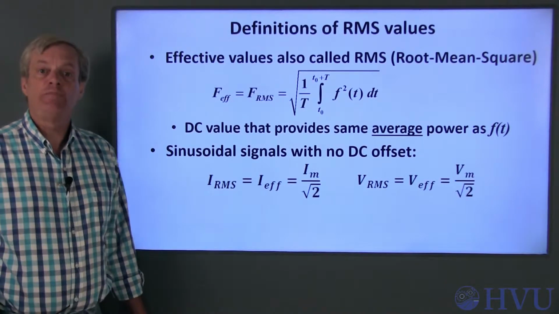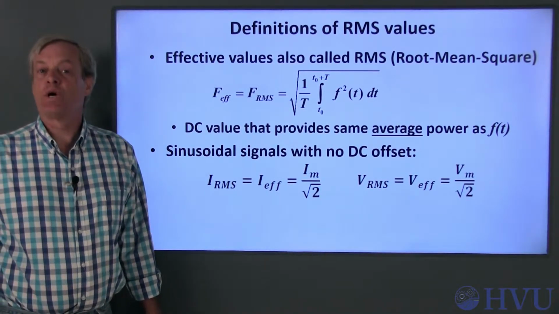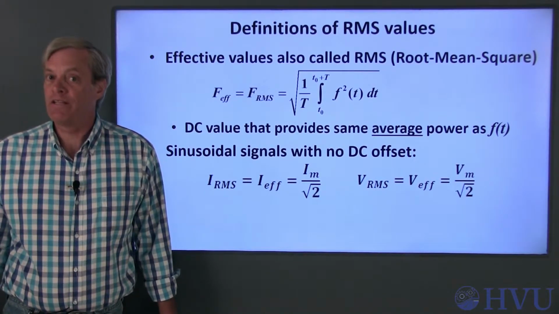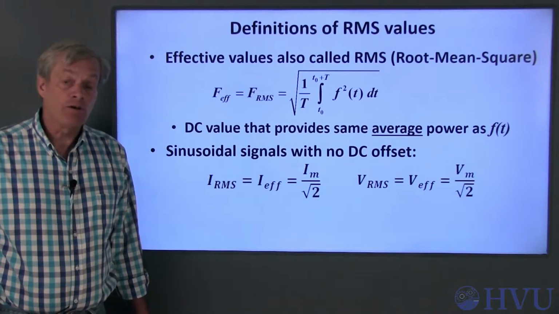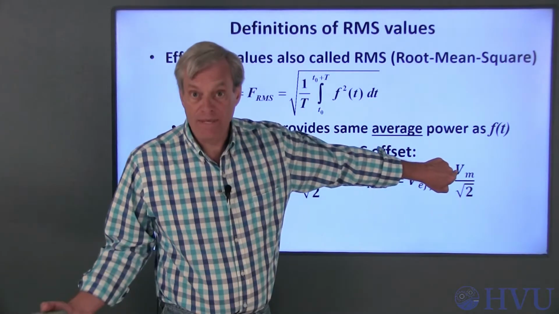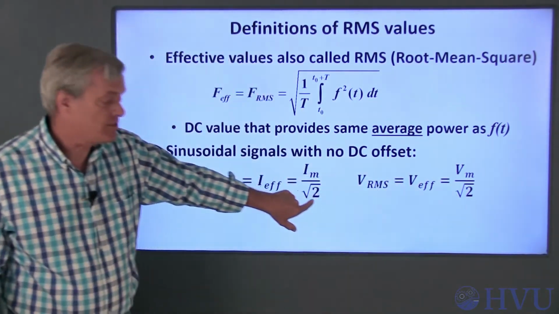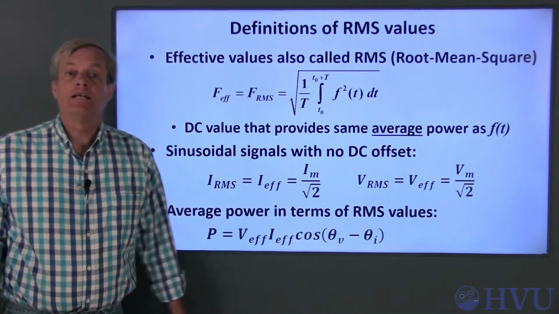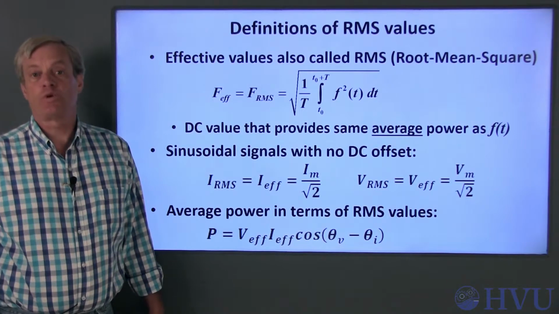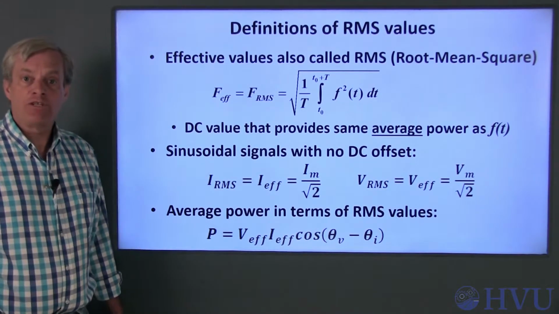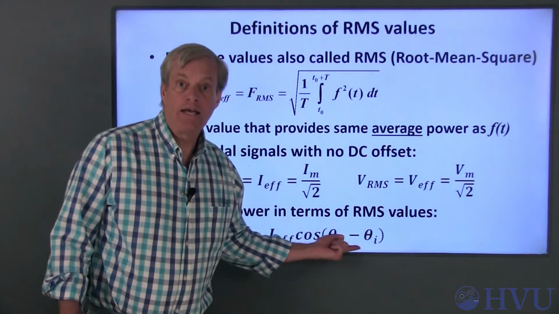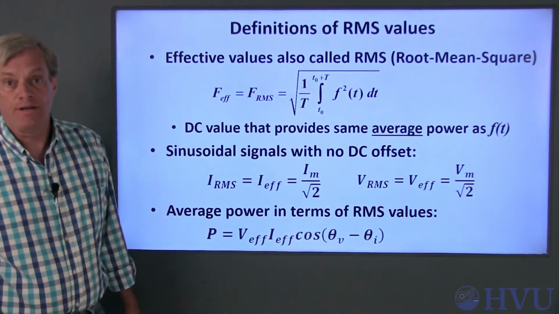In this class, we'll only be concerned with sinusoidal signals with zero average value. For this particular case, there's a simple formula for determining the RMS values. The RMS value of a sinusoid with zero DC offset is just the maximum or peak value of the sinusoid divided by the square root of 2. Finally, you can use RMS voltage and current values in the average power formula for sinusoidal signals. If you do that, the average power is the RMS voltage times the RMS current times the cosine of the voltage phase minus the current phase.